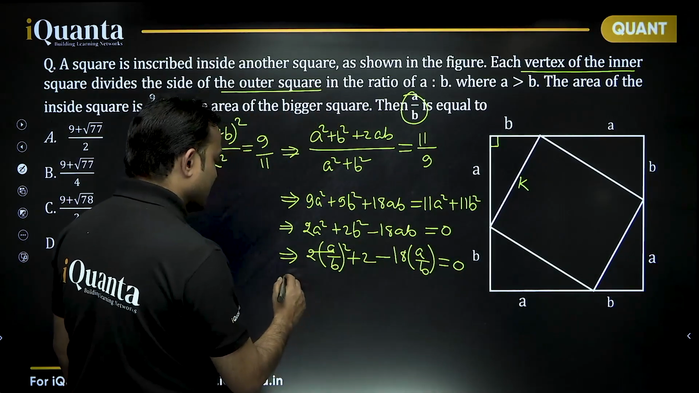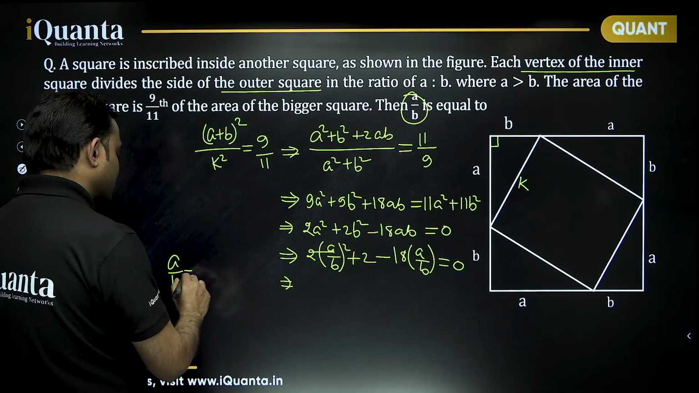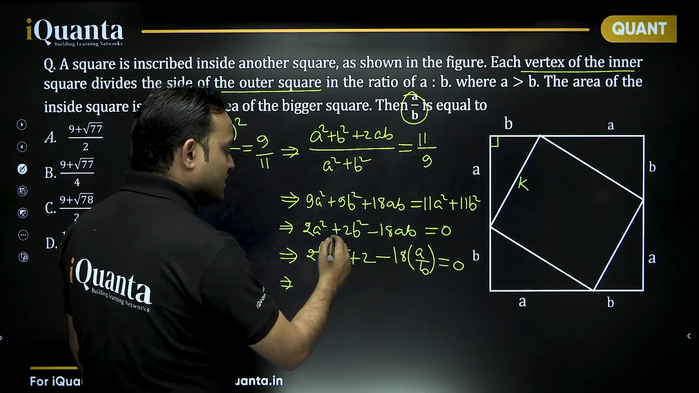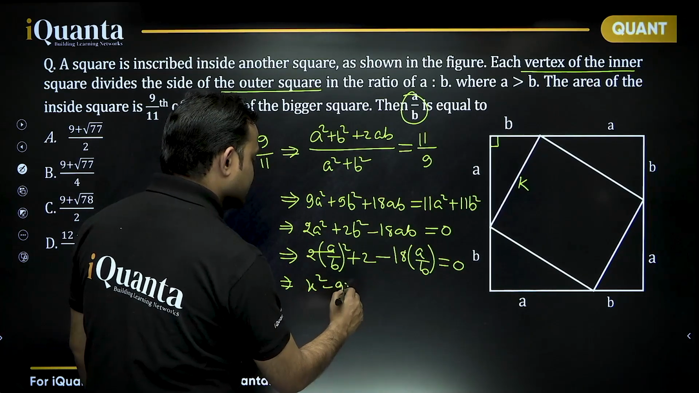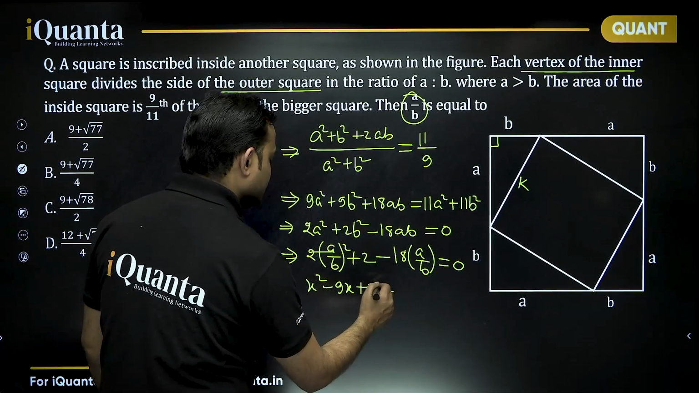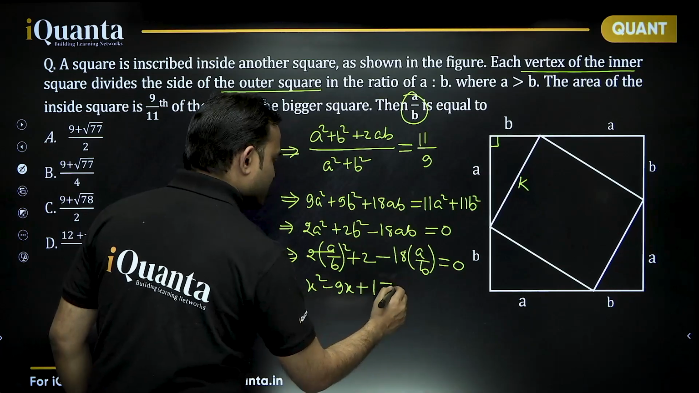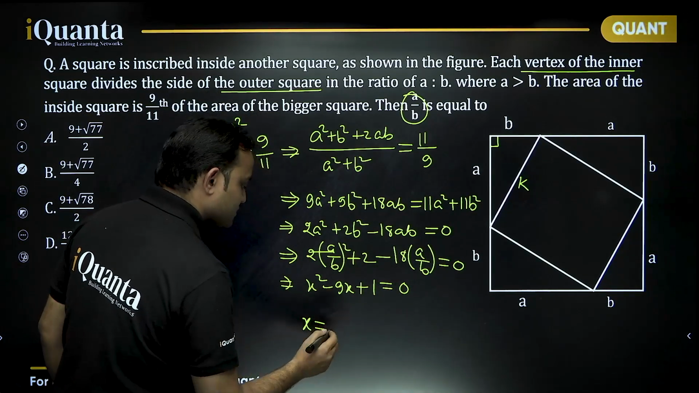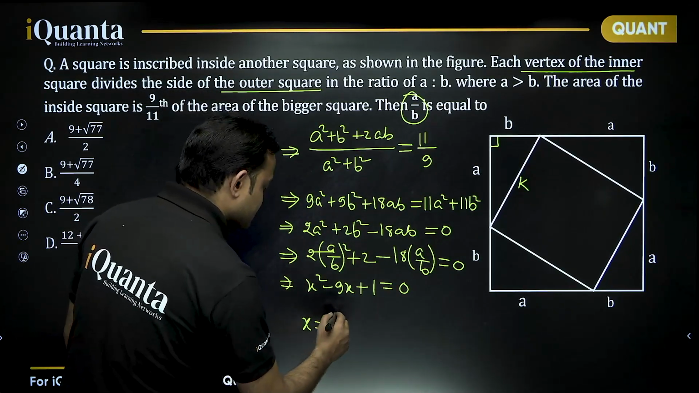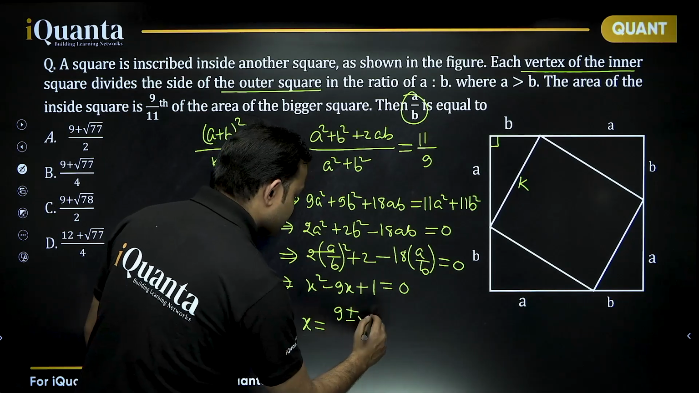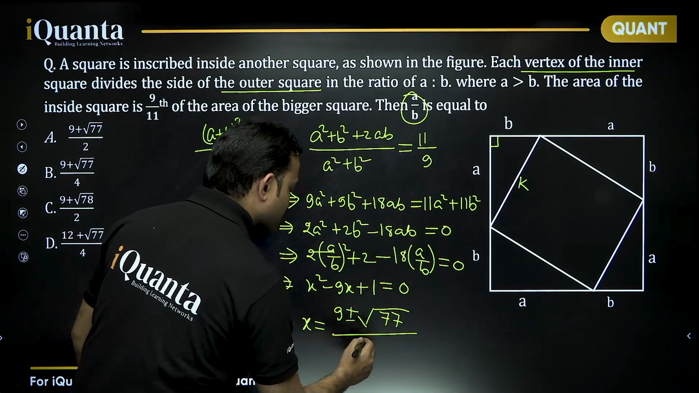Now divide this whole value by 2. So what do we get? Take a by b equal to x. So divide by 2 and put a by b equal to x. This will become x square minus 9x plus 1 is equal to 0. From there we can say x will be equal to, using the formula for finding the roots of a quadratic equation, 9 plus minus the square root of b square minus 4ac, that is 81 minus 4, which is 77, upon 2.